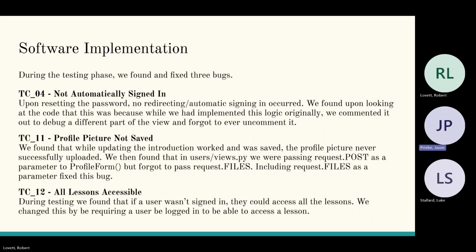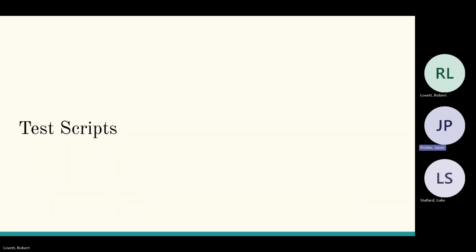During the testing phase, we found and fixed 3 bugs. Originally test cases 4, 11, and 12 all failed in some way or another. For 4, you weren't automatically signed in upon resetting the password. For 11, whenever the user would select a profile picture, it wouldn't be saved. And for 12, if the user wasn't signed in, they would be able to access all the lessons originally. All of these were found during testing and were fixed; various implementations were used to fix these problems.